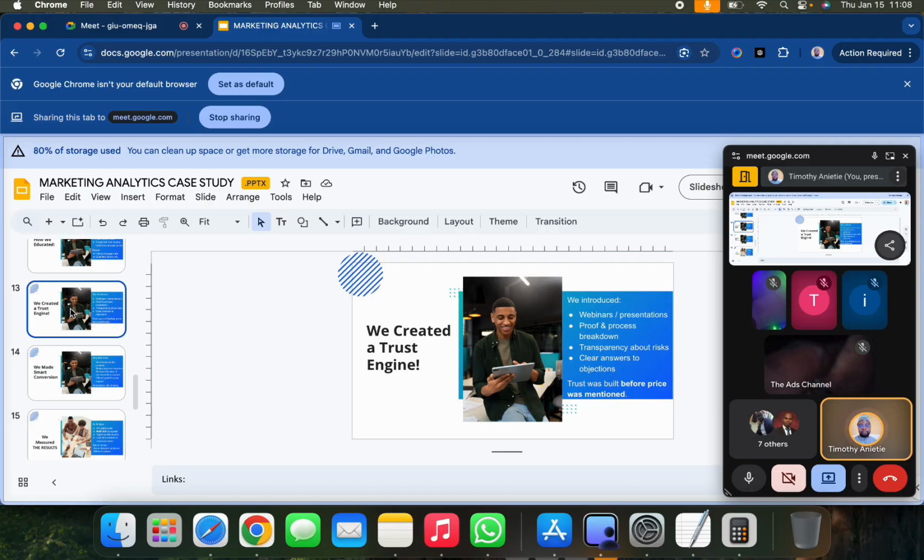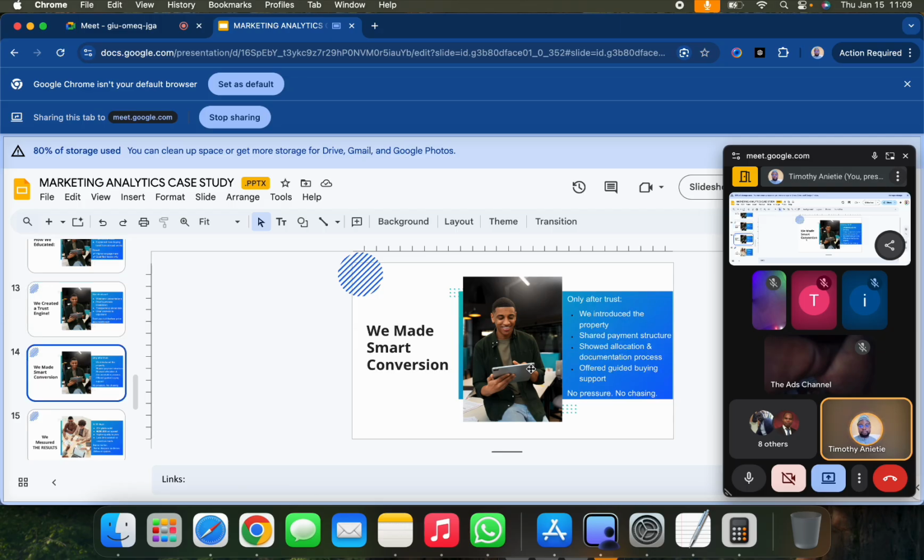Trust was built before price was even mentioned in all of this. None of them was asked to buy. If you take note of the process we've gone through here, we educated through our ad campaign. We were not selling properties, we were educating them. They came in, submitted the lead, and then landed on our pre-recorded webinar, which was already systemized and automated. This is why automation is very important for realtors. They went to the webinar, watched it, saw all the breakdown, and then the next process was a smart conversion approach.